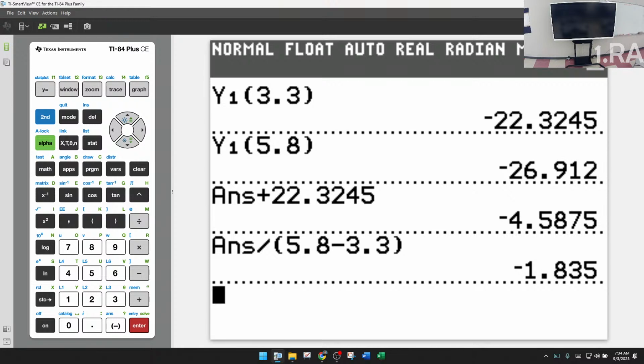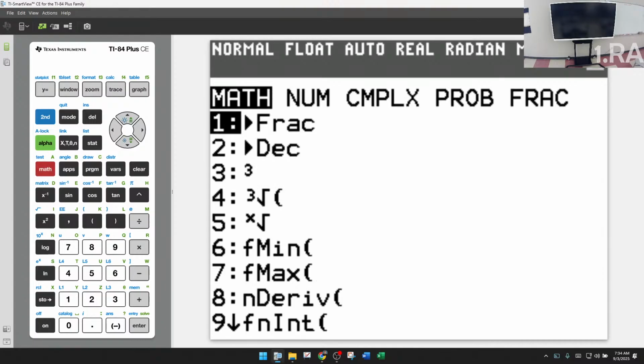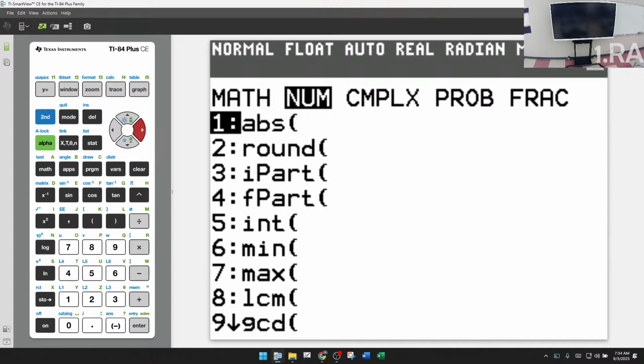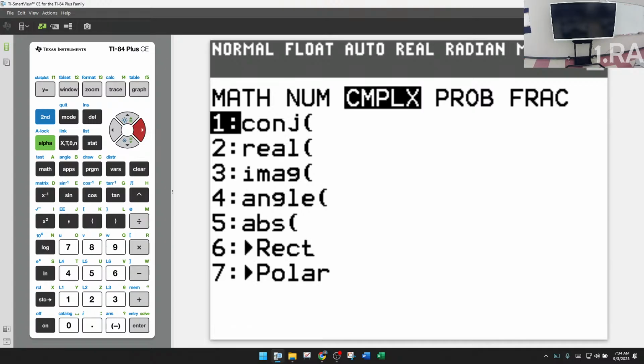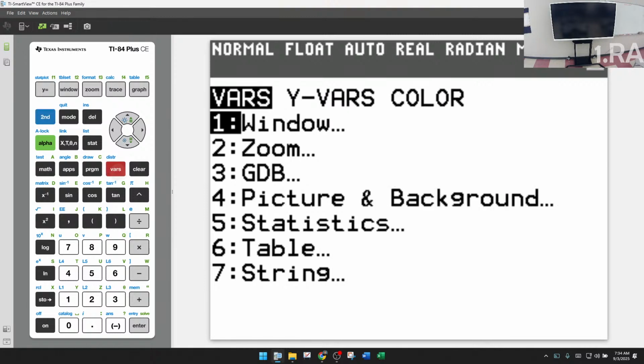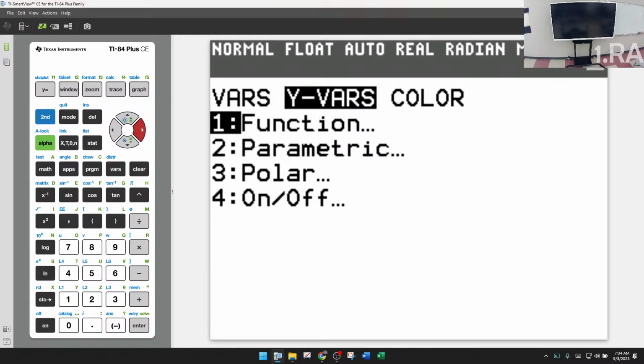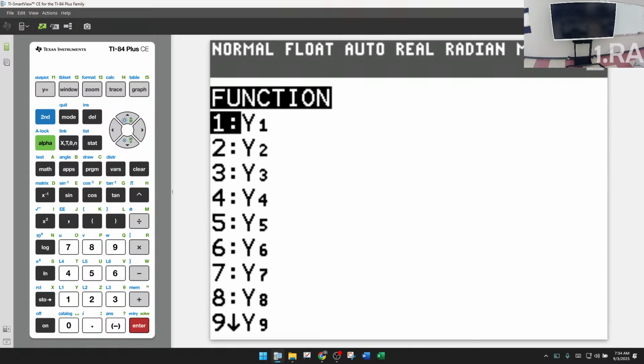If you don't have alpha trace, then you can just simply go to, it's under math and it's under, I forget where it's at now. Not math, I guess. Oh, it's second something. I forget where that's at. VARs. It's under VARs. Y VARs. Function. Y1. There's Y1. VARs is kind of like a copy paste type deal.